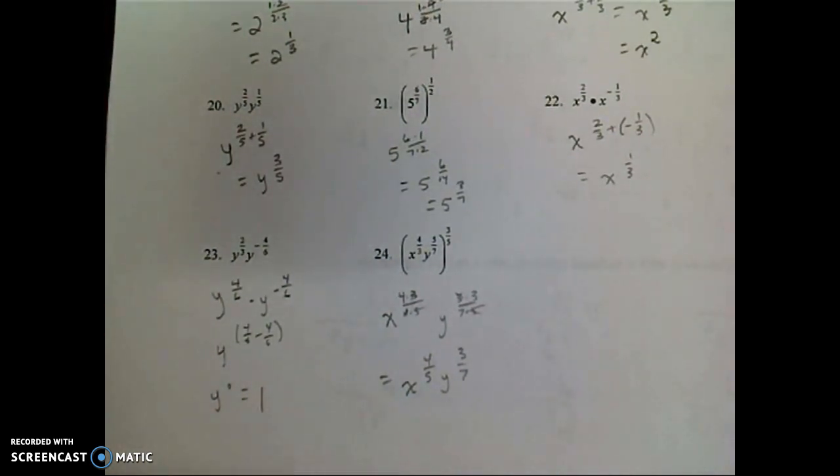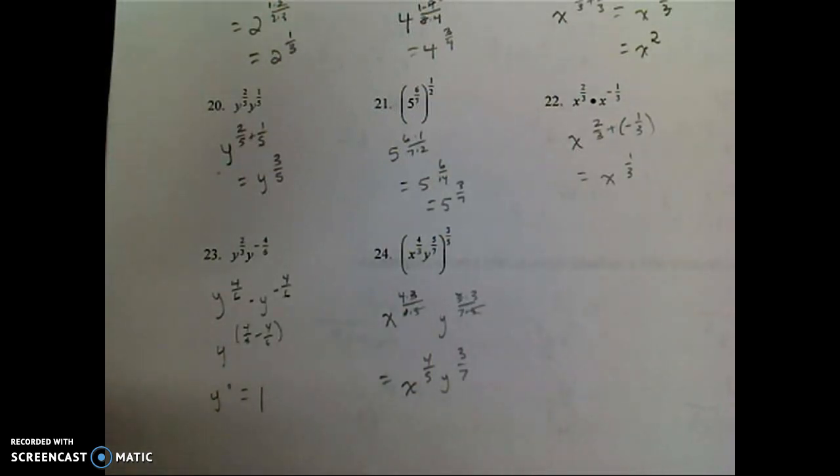In 23, now we need a common denominator before we can add these. Y to the 2/3, y to the negative 4/6. Well, 2/3 in denominator 6 is 4 over 6. 4/6 minus 4/6 is 0, so this is y to the 0. Number 23 simplifies down to 1.